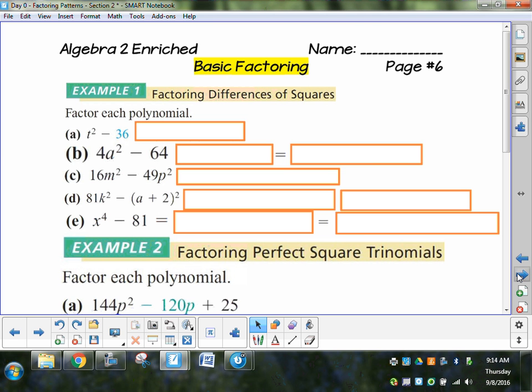Difference means subtraction. Looking at this to start off, I'd say, well, this is a binomial, so that's a trigger that maybe this is a difference of perfect squares. Is there a GCF in A? Is there a GCF in A?